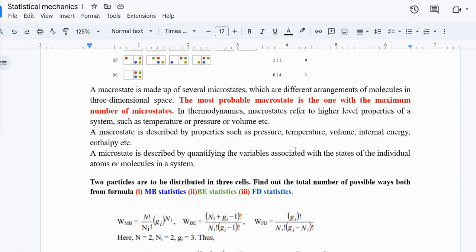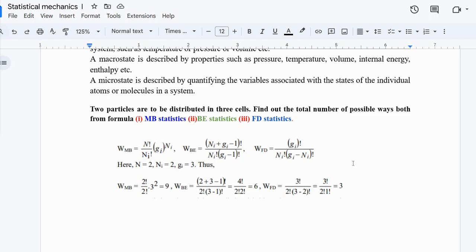Now we know in statistical mechanics there are 3 types of statistics. One is known as Maxwell-Boltzmann, another is Bose-Einstein, and we have the Fermi-Dirac statistics. So we are just trying to show the macrostates and microstates of these 3 different statistics with a simple example.